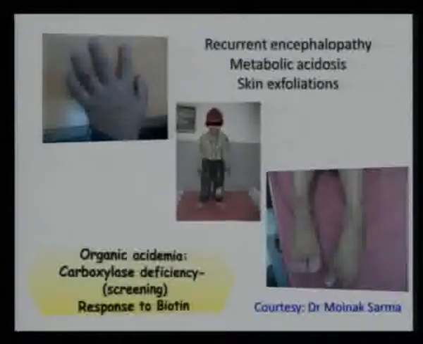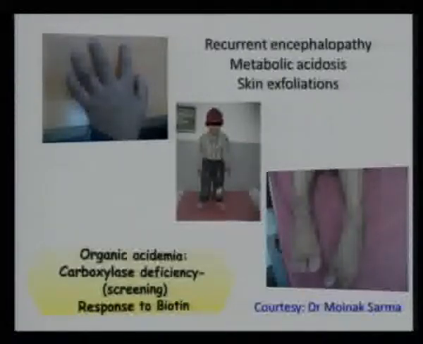So here I would just show you among these, which looks very Greek to us. This is the patient whom Dr. Moinaksen has seen at Nepal, Kathmandu. Recurrent encephalopathy, metabolic acidosis, skin exfoliations, this baby. And because of the skin problems, he referred this patient to the HGPGI genetics department, rightly so. They did a screening for organic acidemia, and they found carboxylase deficiency, and this patient was put on biotin. And thereafter, this patient responded beautifully.